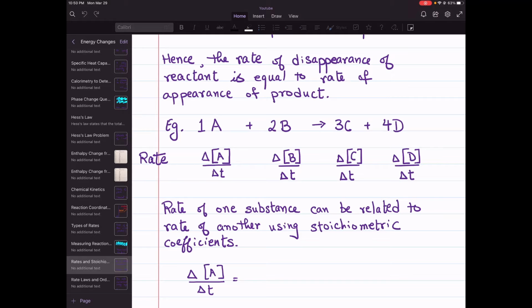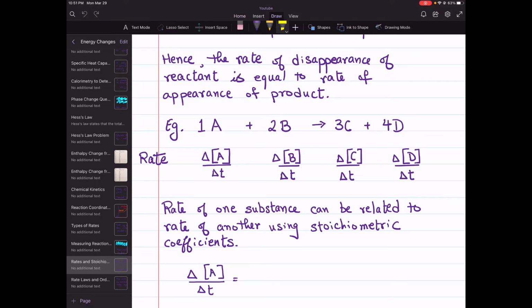Now, the rate of one substance can be related to the rate of another using stoichiometric coefficients. This is very powerful because if you know the rate of change of one reactant or one product, then you can use that to find out the rate of consumption or production for the other reactants and products. For example, at the bottom I have change in concentration of A over change in time. What is that equal to in terms of B?